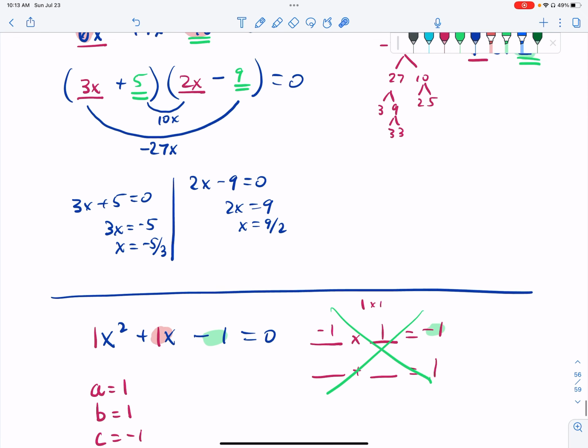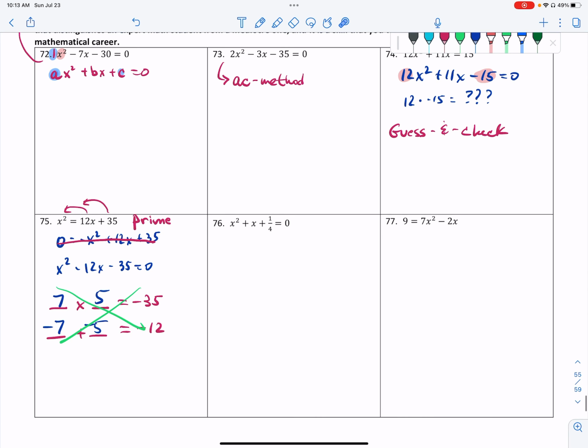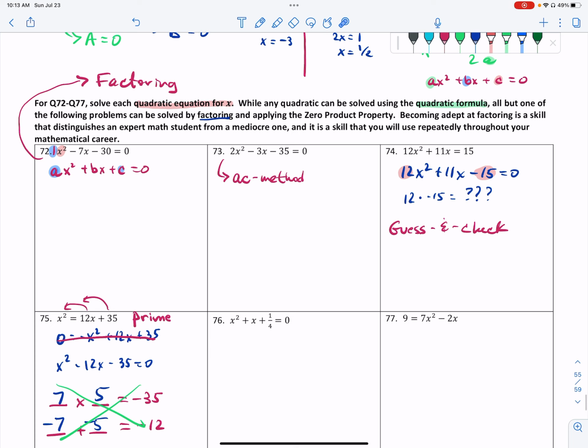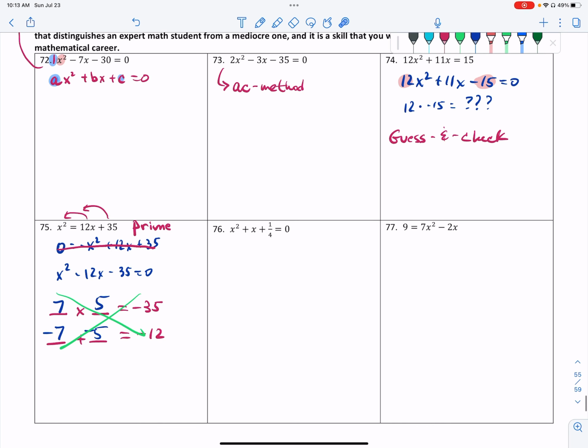And that's the kind of thing that happens over here on number 75. And if you look back up at the instructions, it says all but one of the following problems can be solved by factoring. I think we found that one.